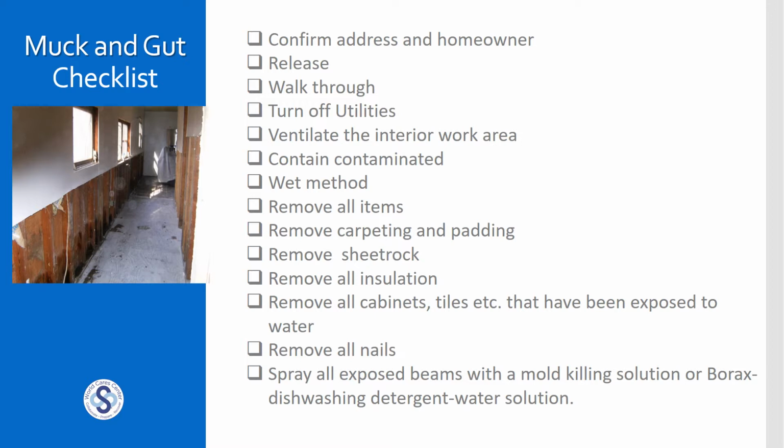You'll use wet methods to dampen down mold spores and other potential airborne hazards. Remove all the items such as couches, books, furniture, curtains, anything that gets in the way of a muck and gut operation. Then you'll remove carpets and padding, and you'll take a look at where the flood water has risen to inside the home. Above that flood line, you'll go an additional 12 inches up and then remove the sheetrock.